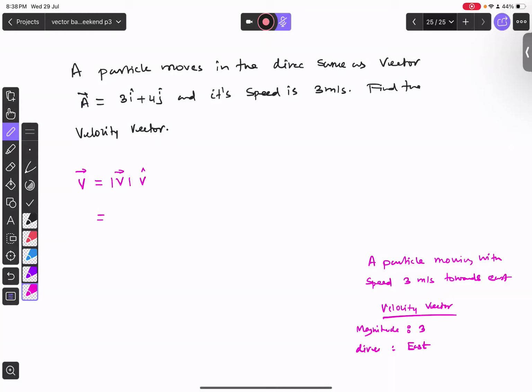It is given that the length of our vector is 3. The only thing I have to find is this v cap. They have told us that our velocity vector has the same direction as vector A. So find the unit vector.